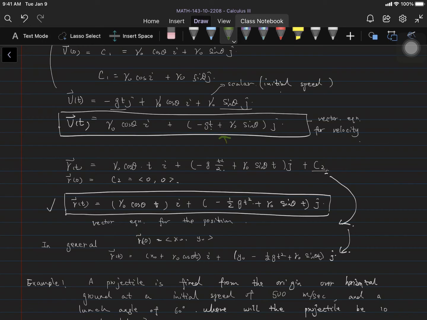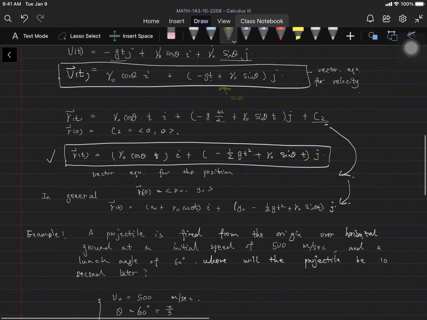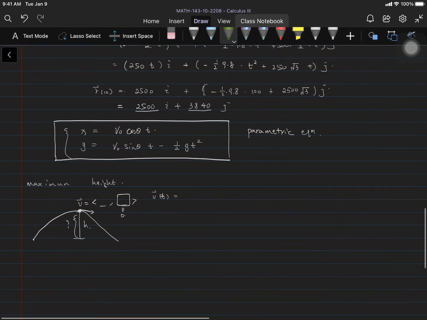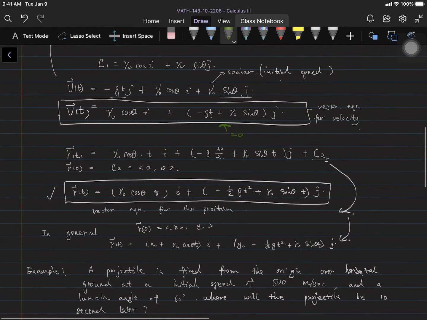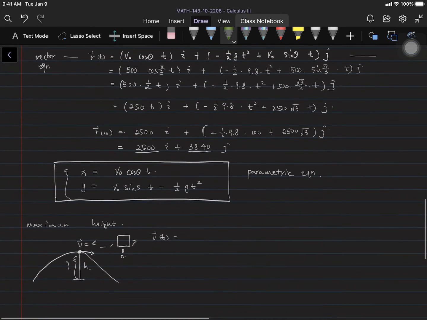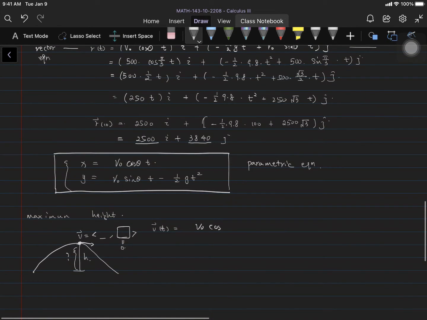So negative gt, we make this term equal 0. Then negative gt plus v0 sin theta equals 0. We can write down the whole thing: v(t) equals v0 cosine theta i plus negative gt plus v0 sin theta j. This is our v(t), right? And when we get to the highest position, this term needs to equal 0, so we set it.